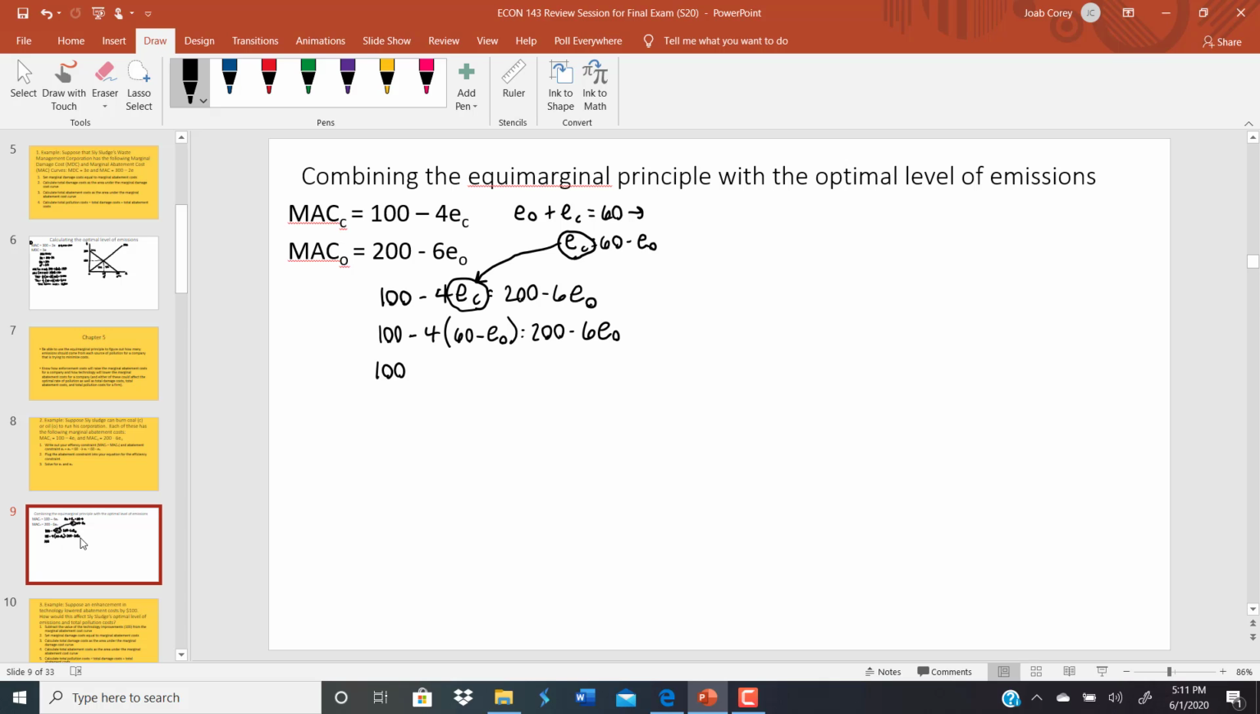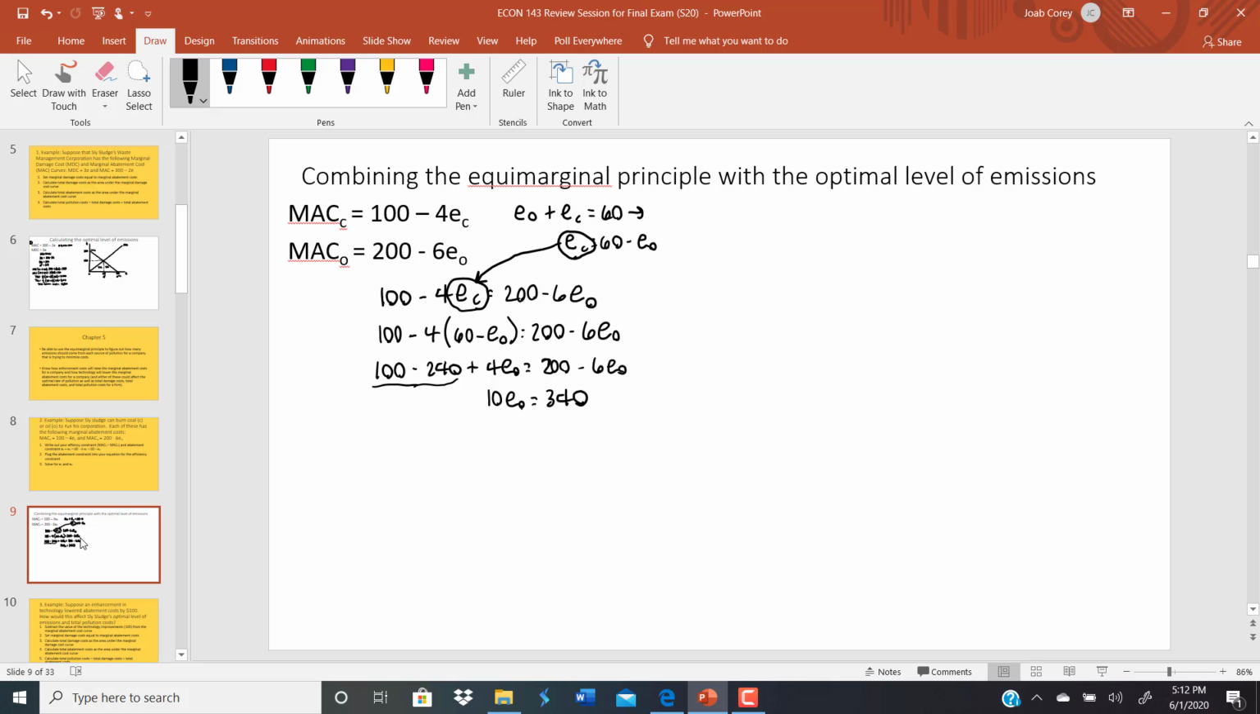So we got 100, and then we got negative 4 times 60, so this will be minus 240. And then we got negative 4 times negative E sub O. Don't forget to distribute that negative sign through. So this is going to be plus 4 E sub O. And this is again just 200 minus 6 E sub O. So now we're going to add that 6 E sub O to the other side. So we got 10 E sub O is going to be equal to, and this is negative 140 here that we are now going to move over to the other side. So that's 10 E sub O is equal to 340.